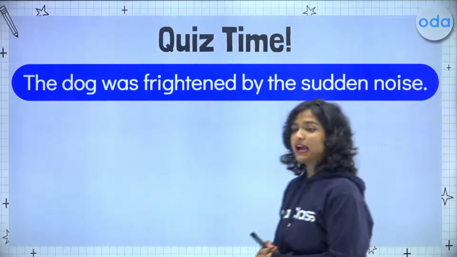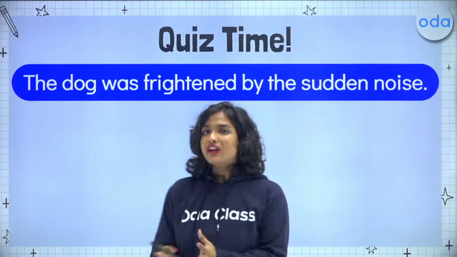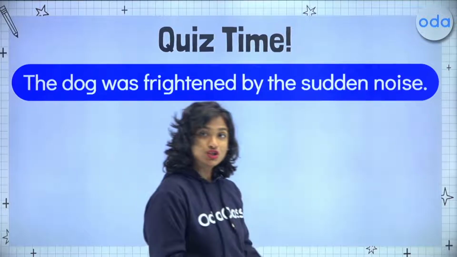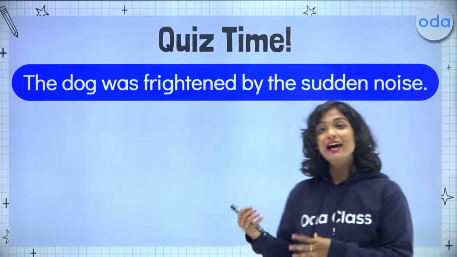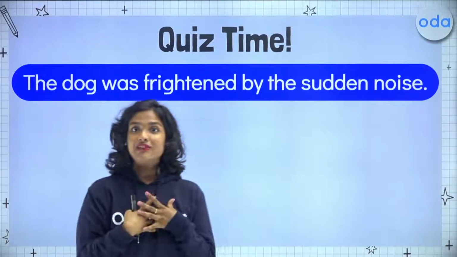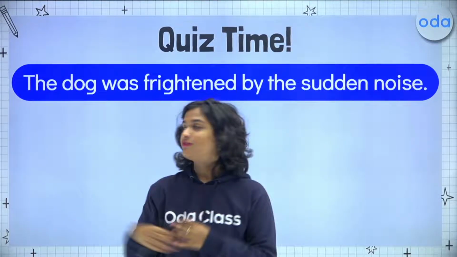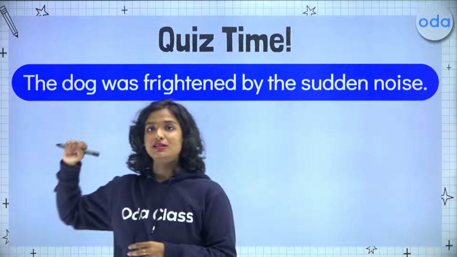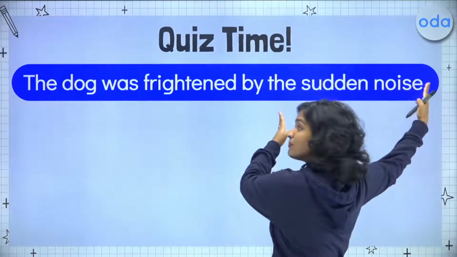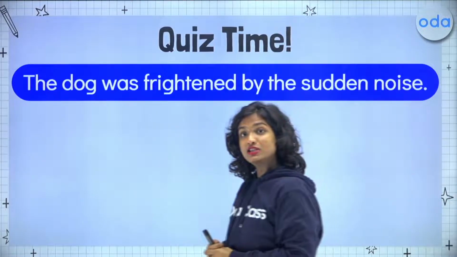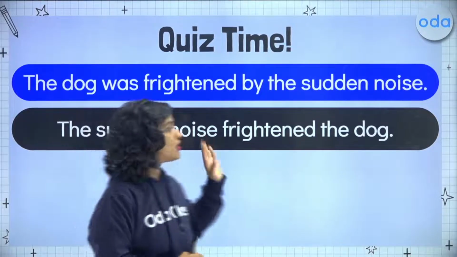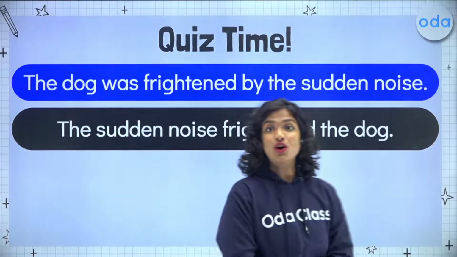And last up, we have the dog was frightened by the sudden noise. Now here, our action, frightened, is being performed by the subject. So that is in the active voice. And when we transform it, we take the object here, which is the sudden noise, and we make it our subject. The sudden noise frightened the dog.